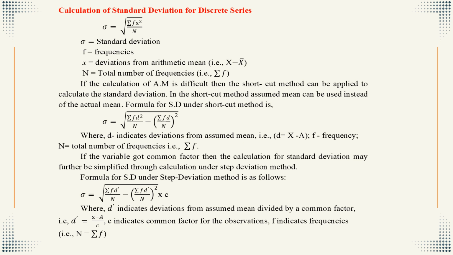That c indicates the class interval, where d dash indicates natural deviation from assumed mean divided by a common factor. D dash equal to x minus a by c. C indicates common factor for the observation. F indicates frequencies. The n equal to total value of the frequencies.